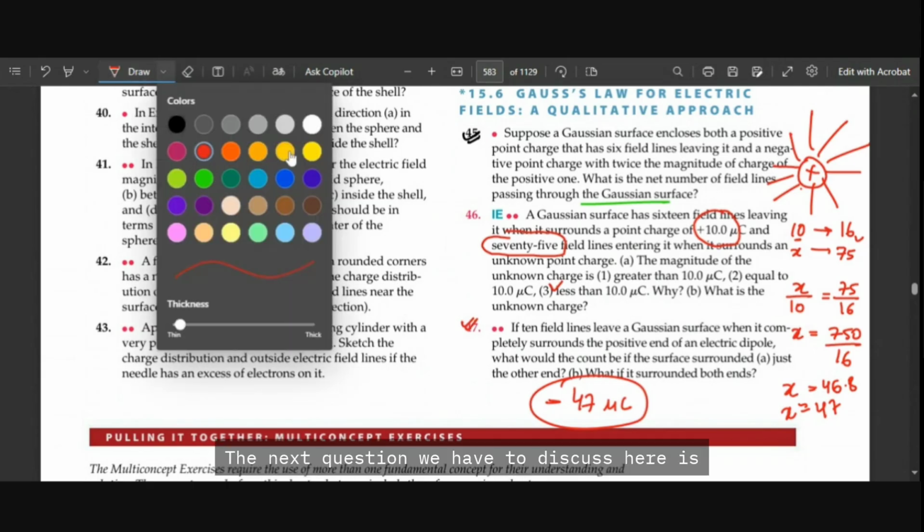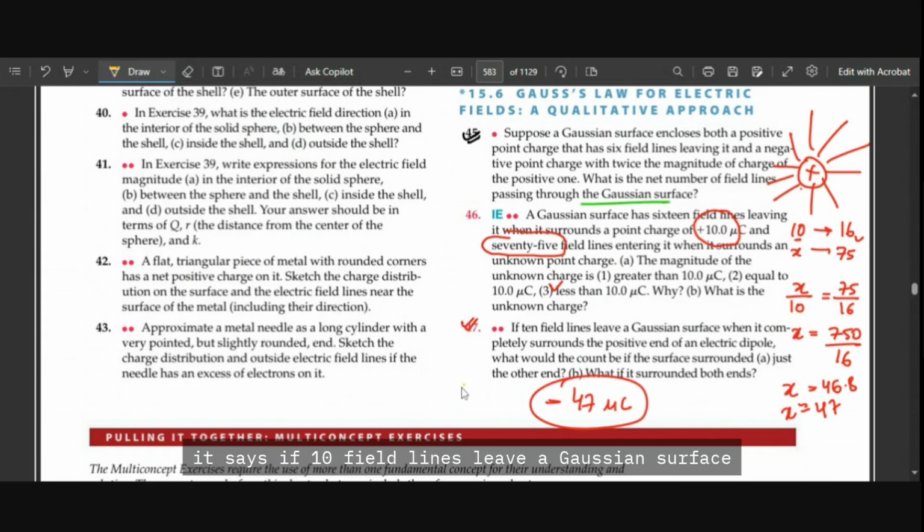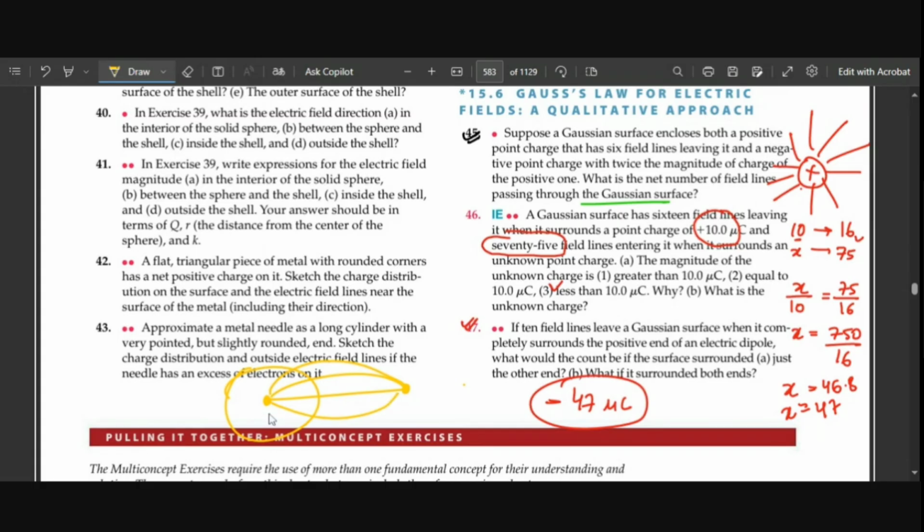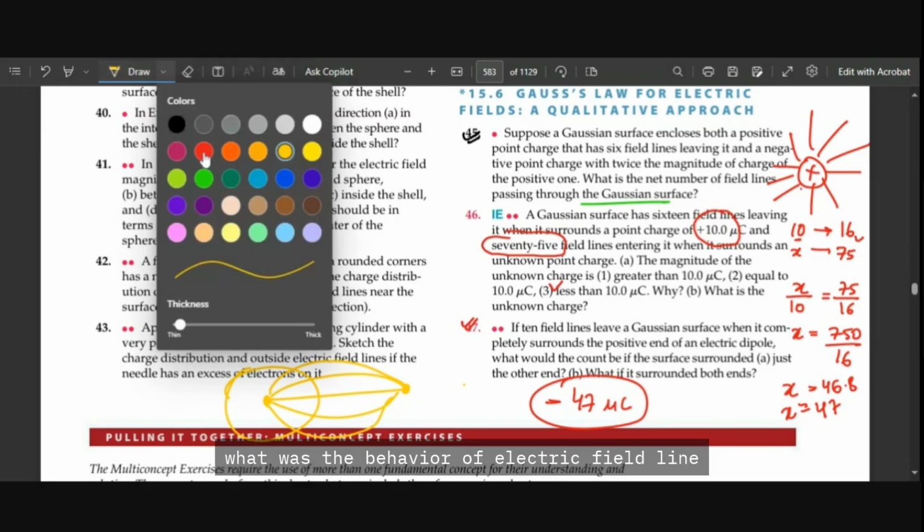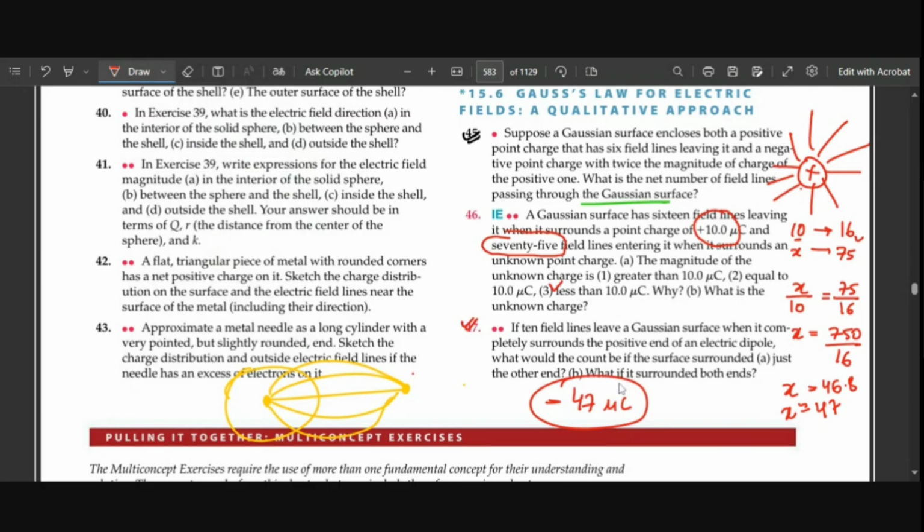The next question we have to discuss is: if 10 field lines leave a Gaussian surface when it is completely surrounded by the positive end of an electric dipole, what would be the count if the surface surrounded just the other end? What if it surrounded both ends? Suppose this was the dipole charge and the Gaussian surface is like that. If it is surrounded like that, the electric field lines must be going this way. The question is, what is the behavior of the electric field lines when it is surrounded with both ends?